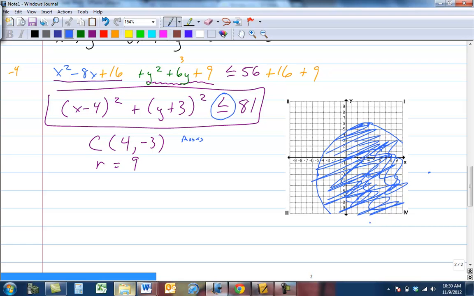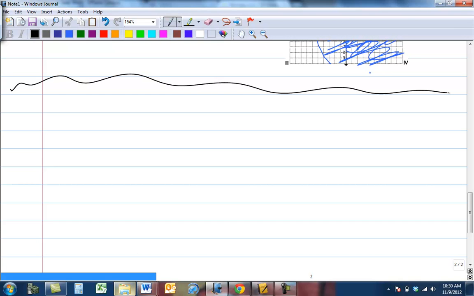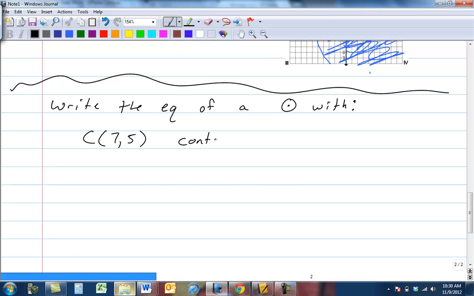All right, we'll practice more of those problems tomorrow during class. There's one more type of problem that I can give you, though. These are ones that I believe you did in geometry last year. Write the equation of a circle with, and here are the characteristics of the circle: the center is at the point 7, 5, and it contains the point 3, negative 2.